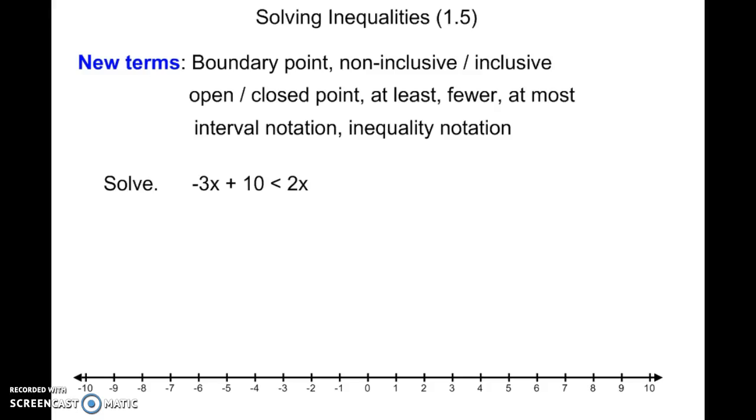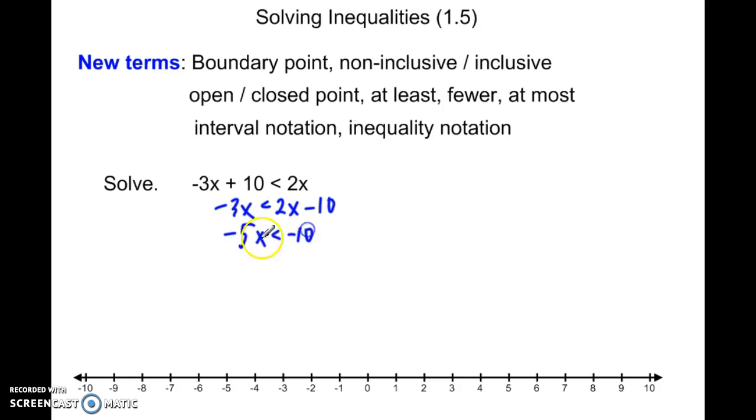Okay, so we'll talk about these new terms in a second. Let's go ahead and solve this inequality here. So we get negative 3x, subtract 10, less than 2x minus 10. I'm going to subtract 2x from both sides: negative 5x less than negative 10.